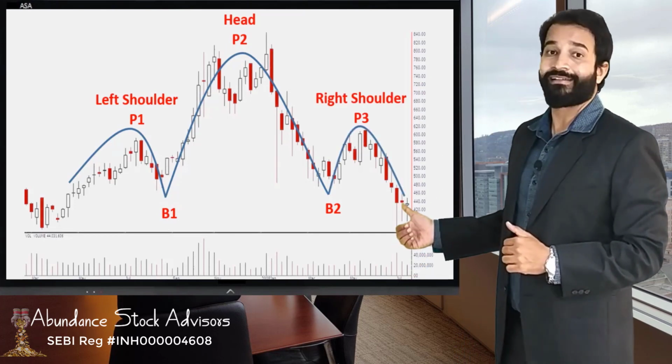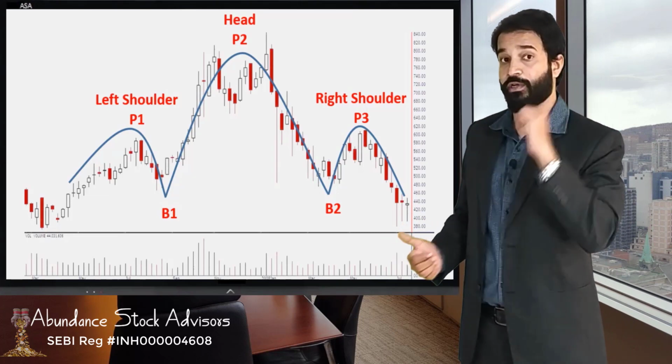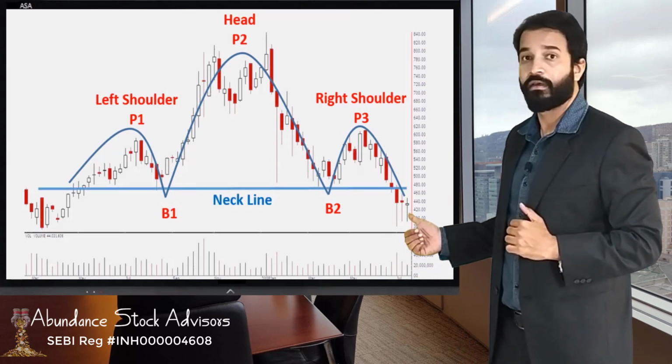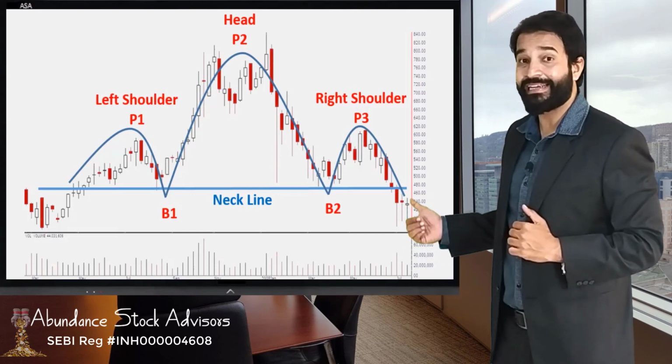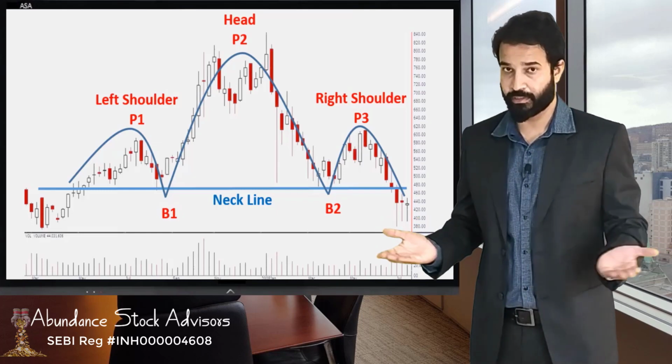This is the right shoulder. This is formed on similar lines as the left shoulder. And this is called the neckline. This is formed by connecting the base of the left and the right shoulders.